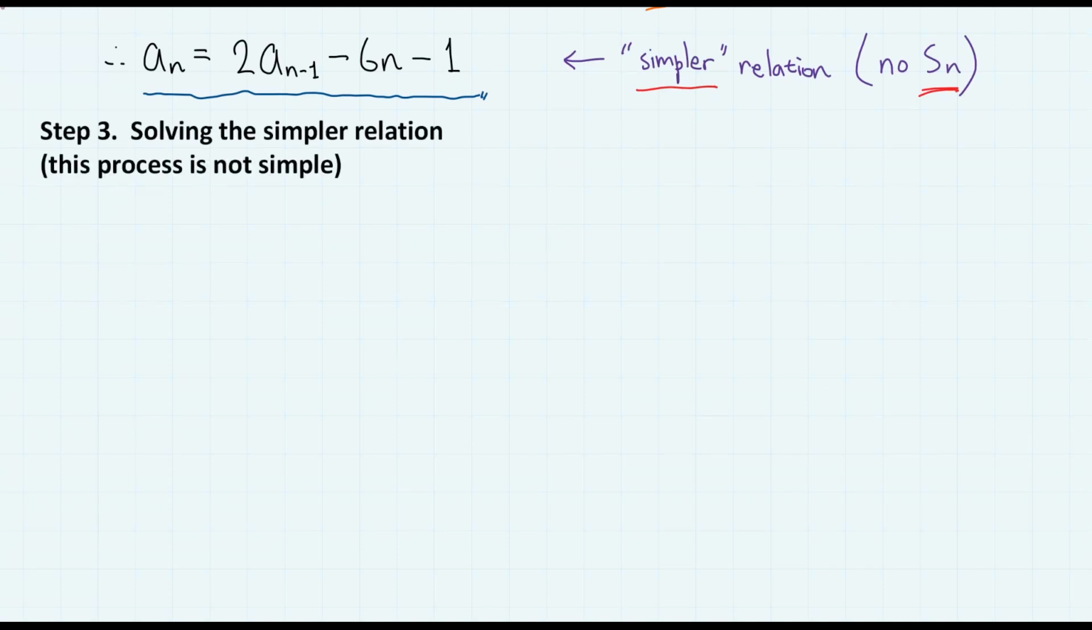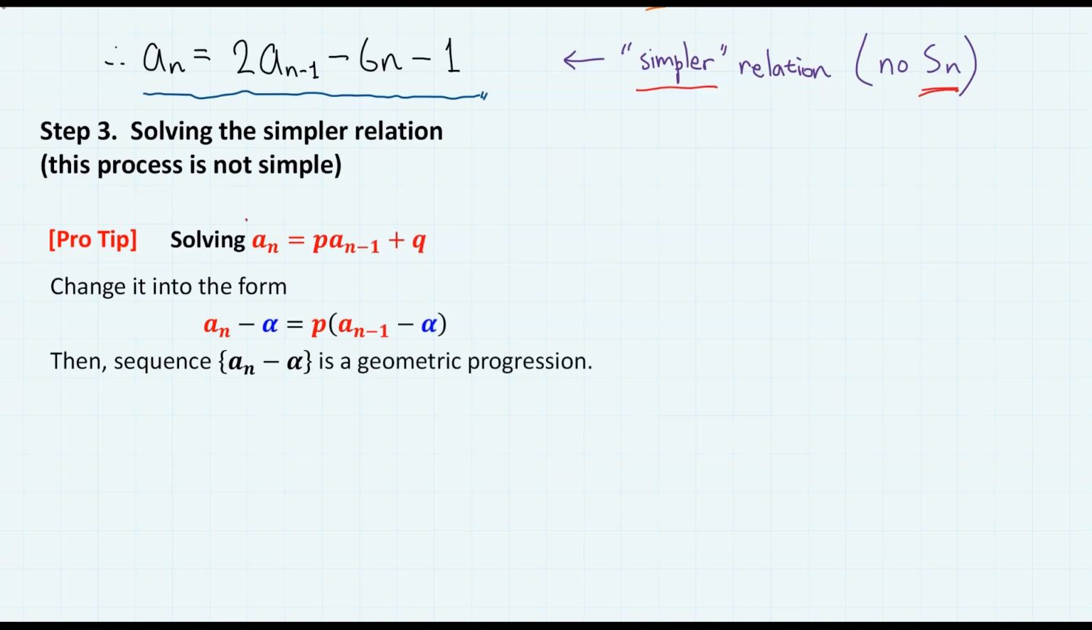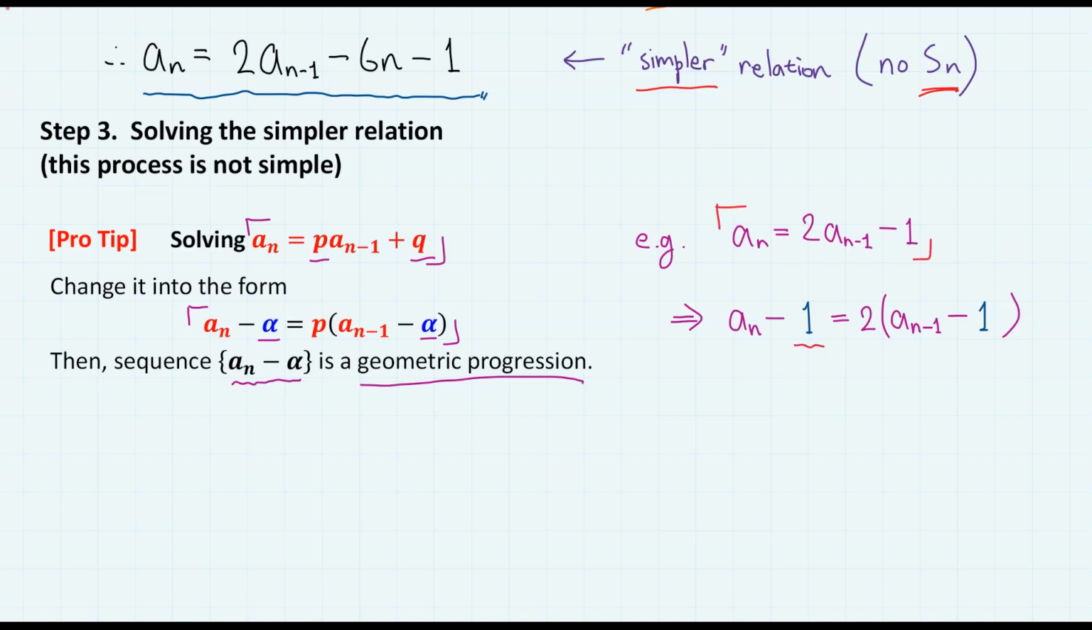Well, in order to solve this rather complicated recurrence relation, first we need to remind ourselves of one even simpler relation, which is in this form: a_n equals p a_(n-1) plus q, where p and q are constants. For example, like a_n equals 2a_(n-1) minus 1. The trick here is to change this into the form a_n minus alpha equals p times (a_(n-1) minus alpha), where this alpha is a constant. Then we can use the fact that the sequence a_n minus alpha is a geometric progression. As for this example, we can easily find out that alpha is equal to 1, giving a_n minus 1 equals 2 times (a_(n-1) minus 1).